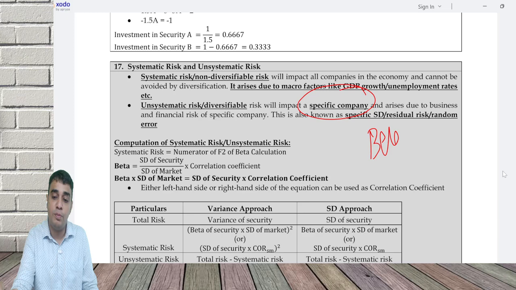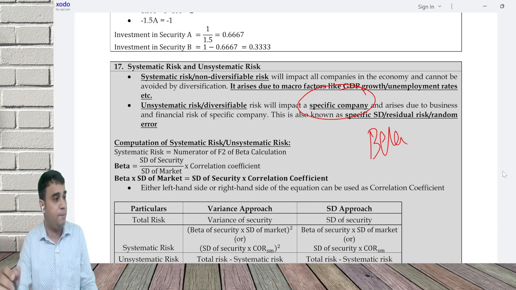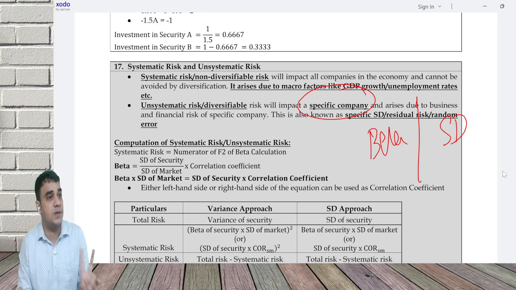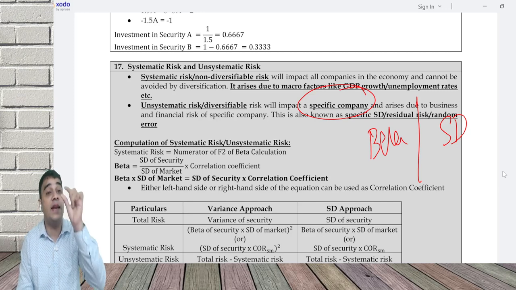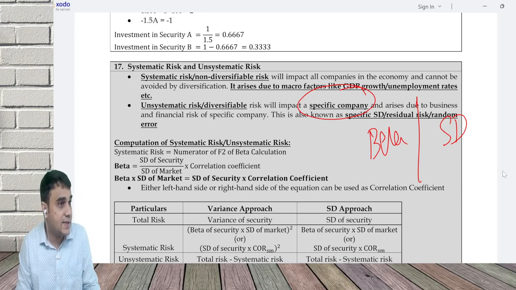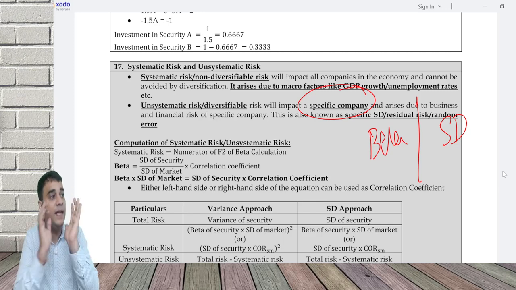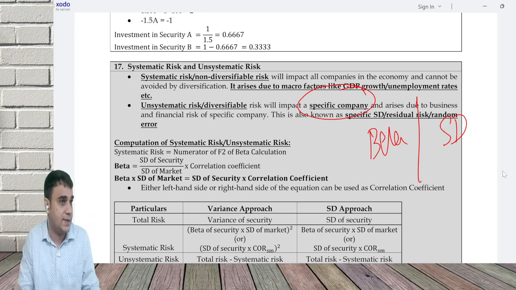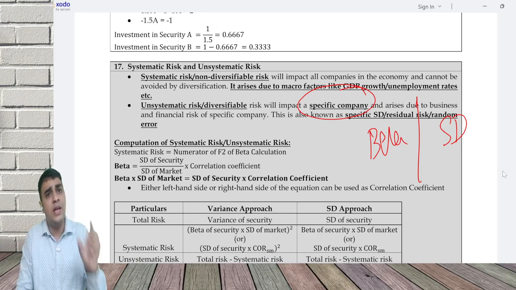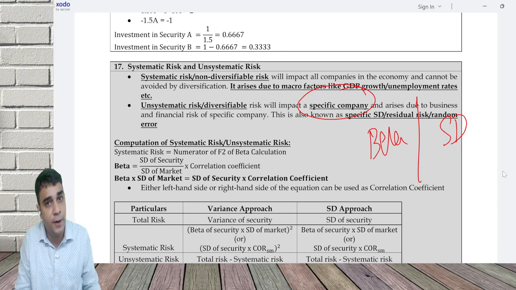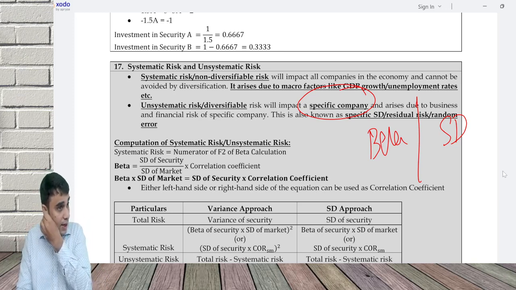we use beta to measure the risk. And if you have an undiversified portfolio, you use standard deviation, because an undiversified portfolio carries both systematic as well as unsystematic risk. A diversified portfolio carries only systematic risk. Beta is a measure of non-diversifiable risk, which means a diversified portfolio only carries this because it has eliminated the other one. So that is why Sharpe ratio is used for an undiversified portfolio. Treynor ratio is used for a diversified portfolio.